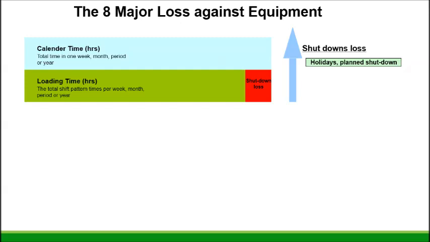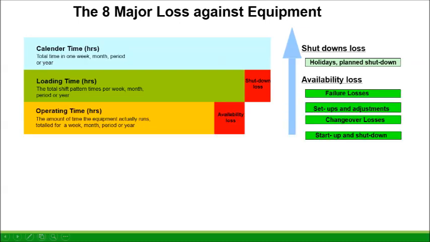OEE begins with loading time and scrutinizes all efficiency and productivity losses that occur within that time, with the goal of reducing or eliminating these losses. Loading time is the time that manufacturing equipment is expected to produce. Now we look at the 3 OEE factors, each of which takes into account a different type of loss. They are availability, performance, and quality.